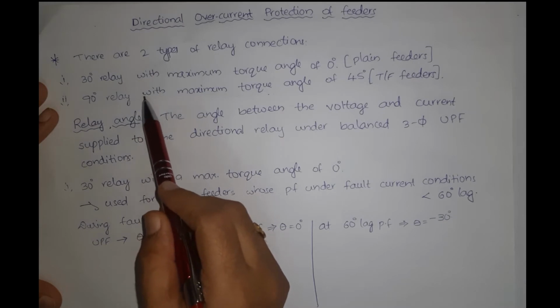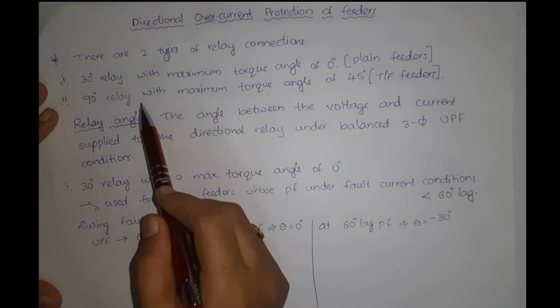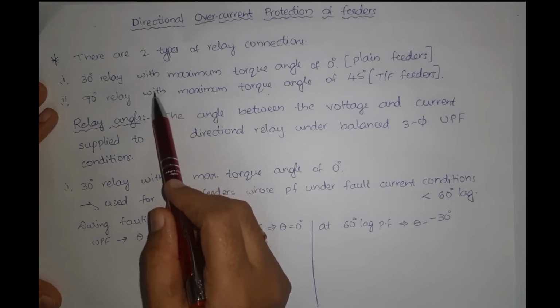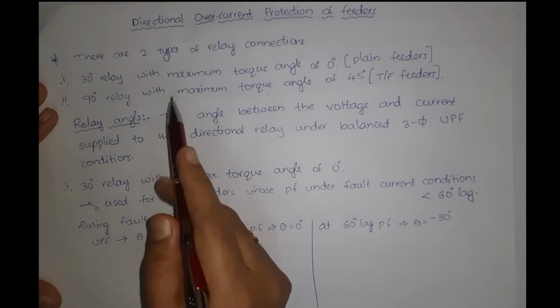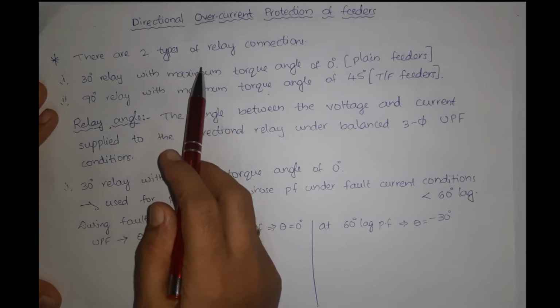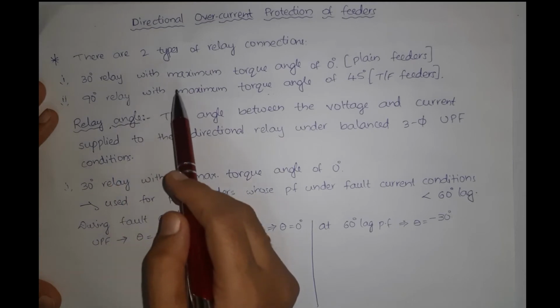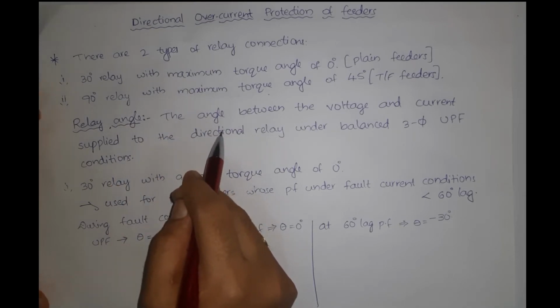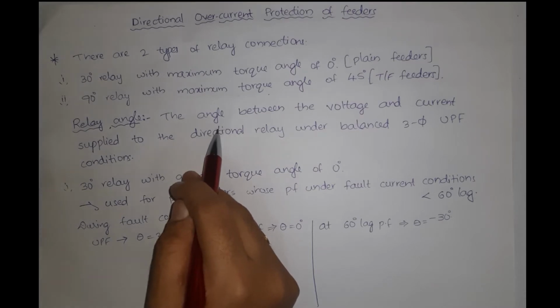Based upon the maximum torque angle and how the connections between the voltage coil and the current coil are taken, by how much angle they are lagging or leading, there are two kinds of relay connections. Before going to these types of connections, let us first revise how the directional property is obtained in a directional overcurrent relay.